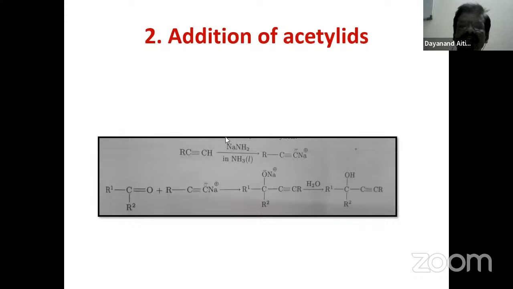I think, is there any doubt here in HCN addition? I think it is clear. Now let us move further. That is R-C triple bond CH, that is alkyl derivatives. Here terminal alkynes are more acidic.